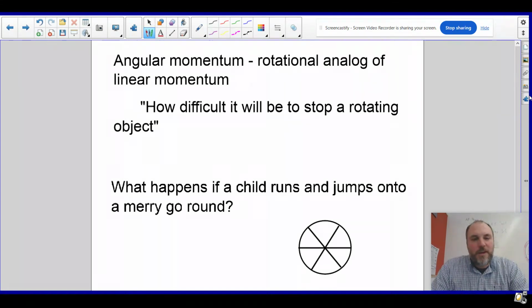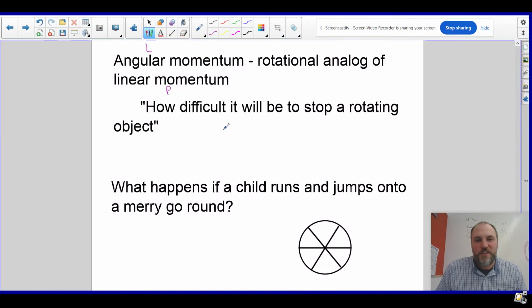Hey guys, today we're looking at angular momentum and a new conservation law. So, angular momentum is the rotational analog of linear momentum. We know linear momentum is P. Angular momentum, we're running out of letters here to use, so we're going to use capital L for angular momentum. Basically, we know momentum is how difficult it would be to stop a moving object. So, angular momentum is how difficult it would be to stop a rotating object.